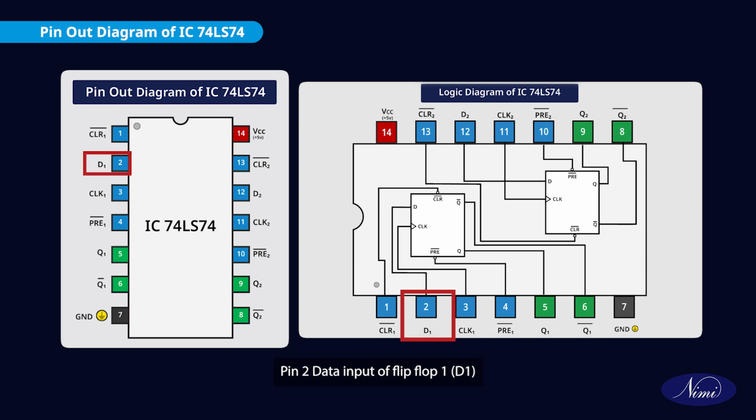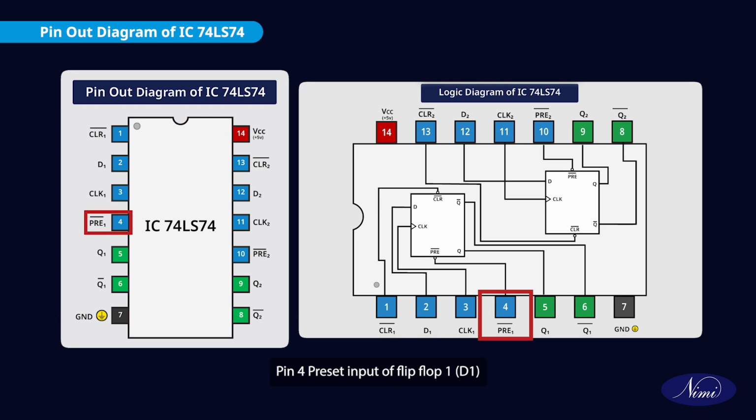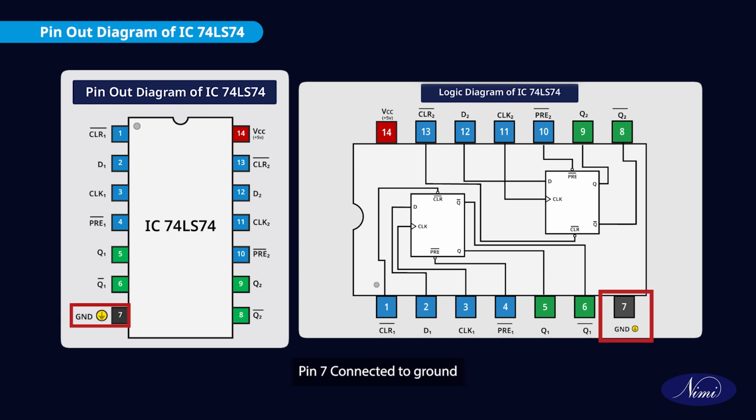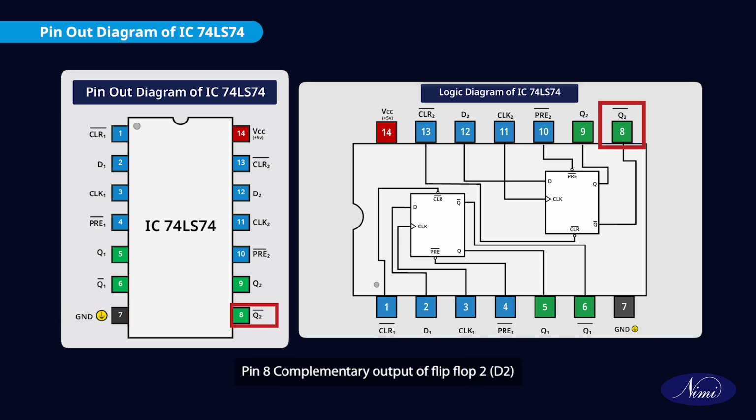Pin 2, data input of flip-flop 1 D1. Pin 3, clock input of flip-flop 1 D1. Pin 4, preset input of flip-flop 1 D1. Pin 5, output of flip-flop 1 D1. Pin 6, complementary output of flip-flop 1 D1. Pin 7, connected to ground. Pin 8, complementary output of flip-flop 2 D2.